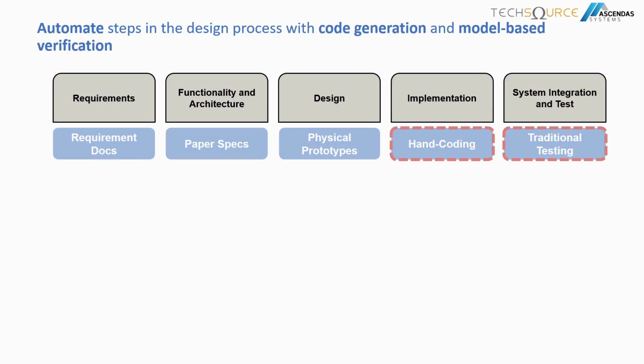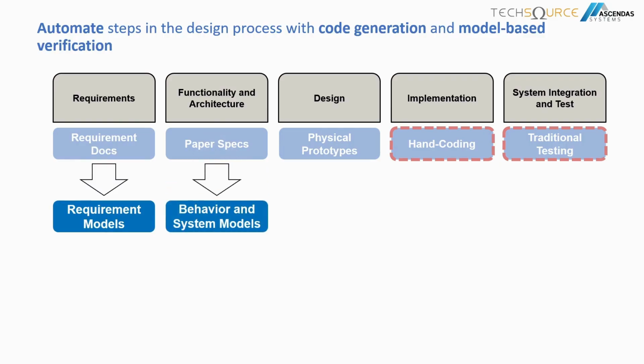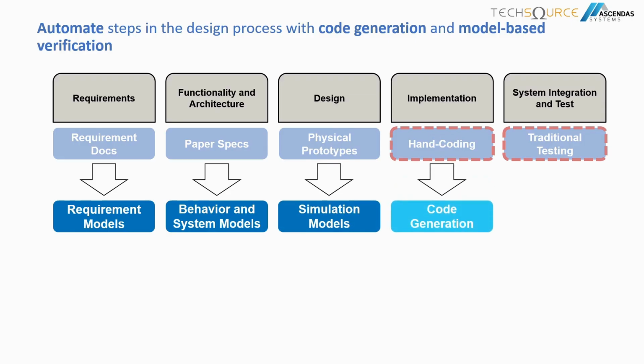So the models can help you to capture the requirements, specify the system behavior and architecture, perform simulation, and provide a foundation for automation with model-based design. So you can automatically generate the code from your models for the implementation, and test and verify your component and system continuously to identify and fix the issues early rather than late in the process.